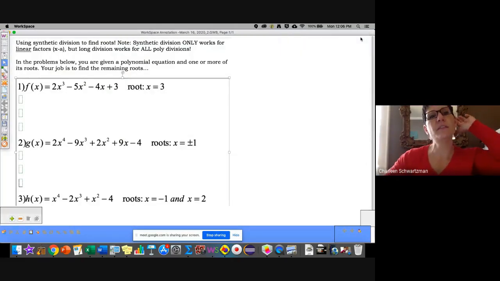With using synthetic division to find roots. Note that synthetic division only works for linear factors, but long division will work for all of your polys. And in the problems below, you're given a polynomial equation and one or more of the roots, and your job is to find the remaining roots.